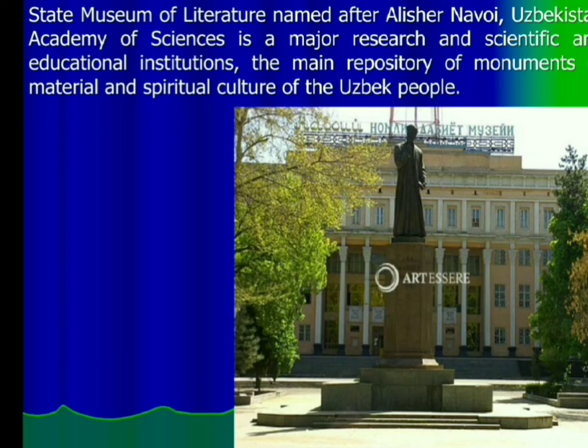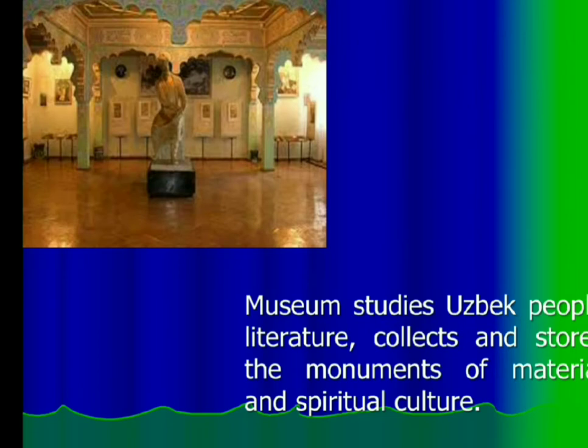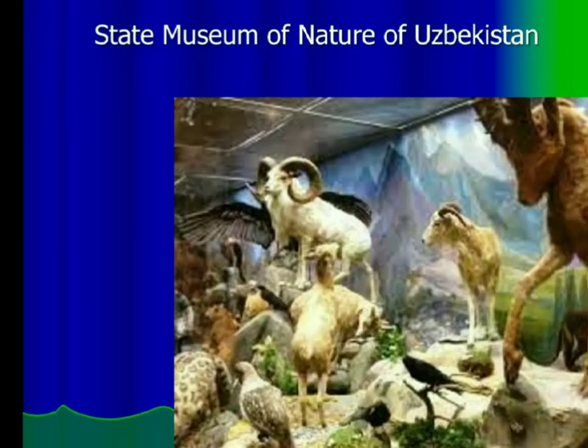The State Museum of Literature, named after Alisher Navoi, is located in the center of Tashkent. It's also very famous. This museum studies Uzbek people's literature and collects the stories and monuments of material and spiritual culture. And the next one is the State Museum of Nature of Uzbekistan. It is also located in Tashkent, and this museum tells much about nature. It is rich in collections, and there are a variety of rooms concerning nature.